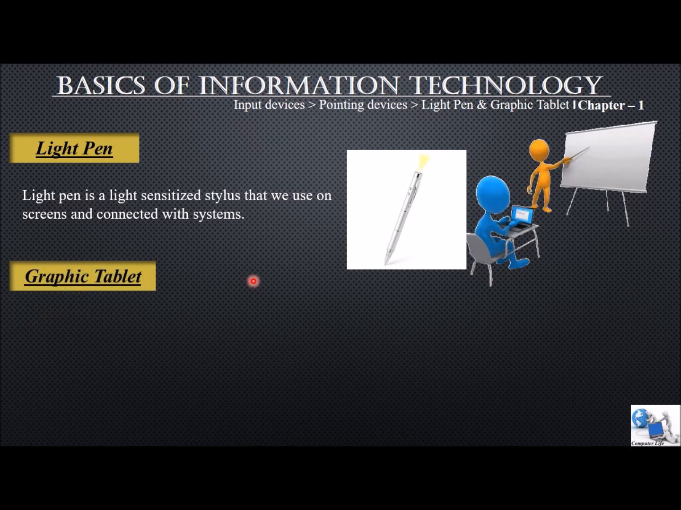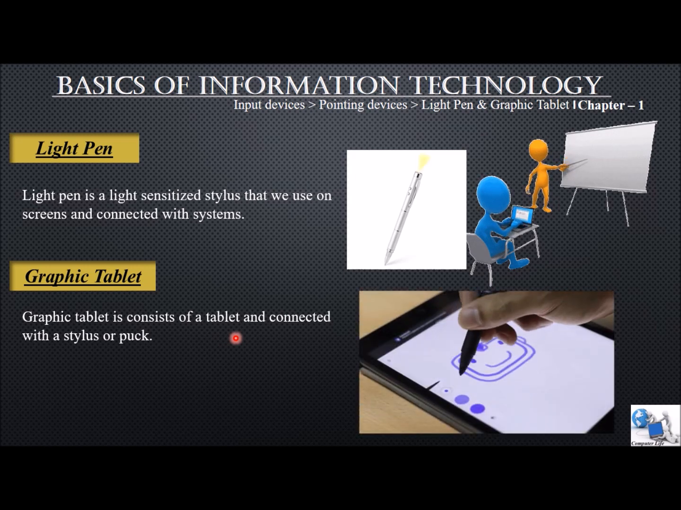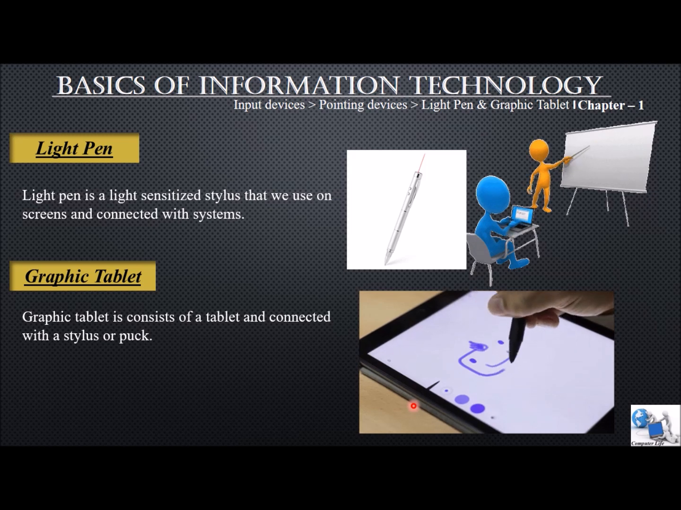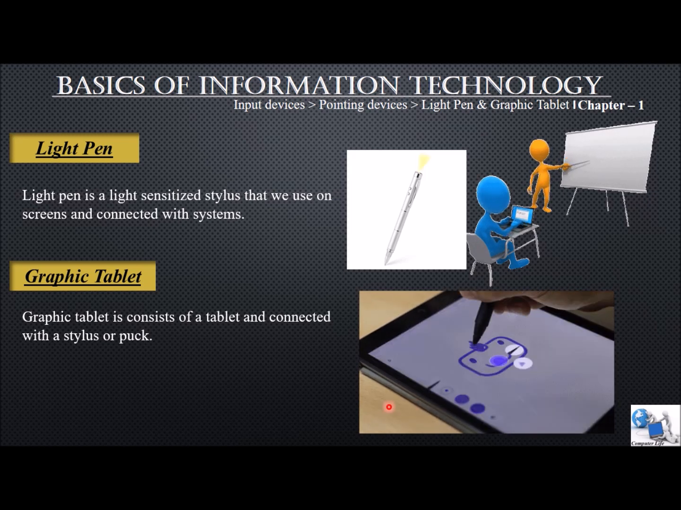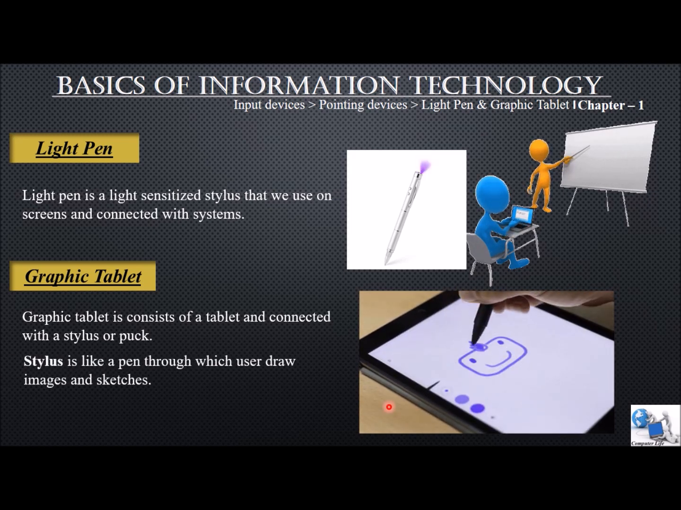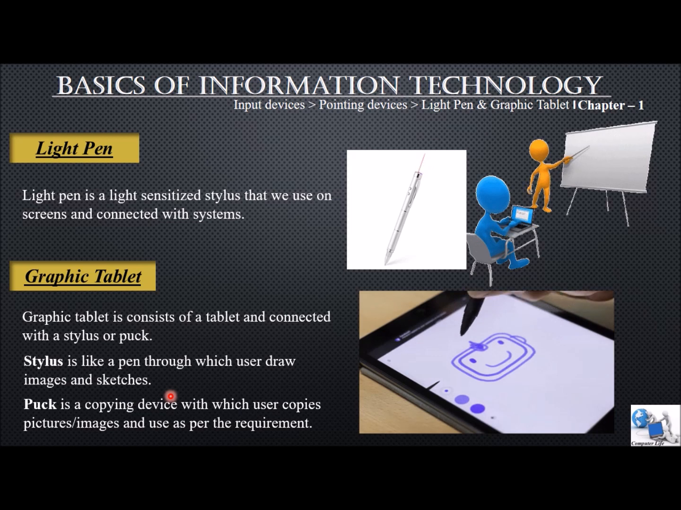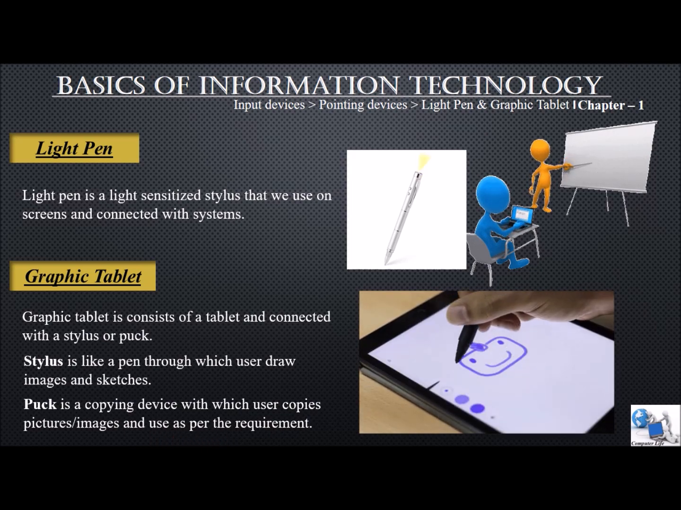And the next is the graphic tablet. A graphic tablet consists of a tablet connected with a stylus or puck. You can see in that short clip that we can now draw pictures on the screen through the stylus. A stylus is like a pen through which the user draws images and sketches. And the next is the puck. A puck is a copying device with which the user copies pictures and images and uses them as per the requirement.